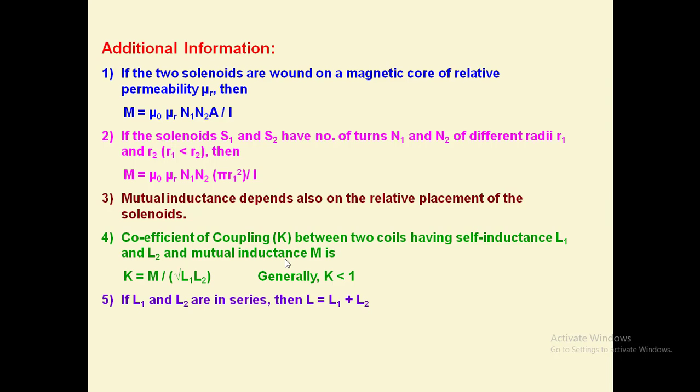If L1 and L2 are in series, then L is equal to L1 plus L2. If L1 and L2 are in parallel, then 1 by L is equal to 1 by L1 plus 1 by L2, just like resistors in series and parallel.